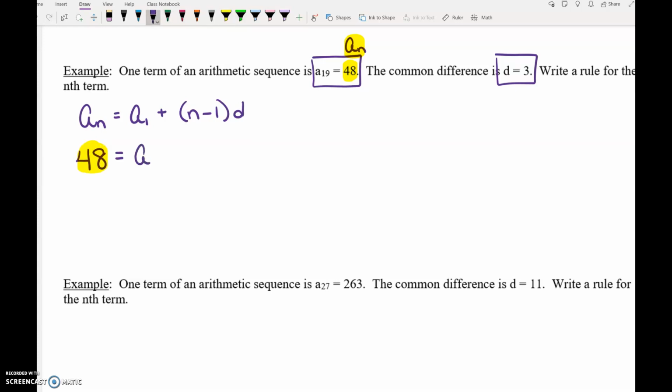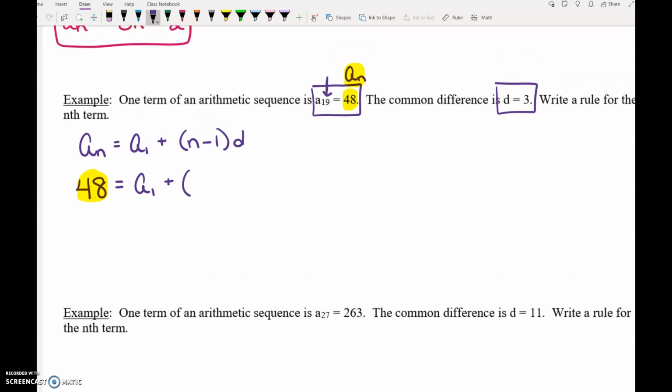I don't know what my first term is. But because I used 48, which term number is 48? 48 is the 19th term. So I'm going to use 19 in place of my n. So this a sub 19 tells me that it's the 19th term. That's what you're going to use in place of your n. And I know that my common difference is 3, so I can plug that number in also.